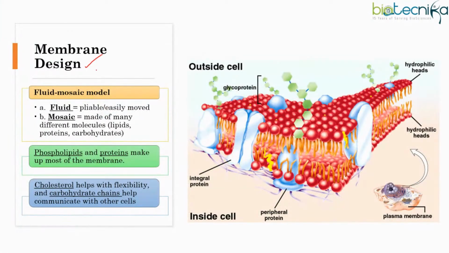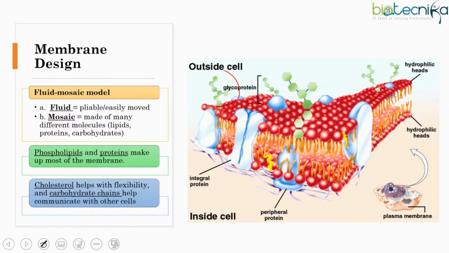Now, what is the design? It is called the fluid mosaic model. Why fluid? Because it is pliable, meaning it is easily moved. It is not a rigid structure. The molecules can move in it, like how ships float in the ocean. Like that, proteins can also float in the lipid bilayer. Mosaic means it does not have a homogeneous structure. It is heterogeneous, made up of many different molecules. Lipid will be there, protein will be there, carbohydrate will be there.